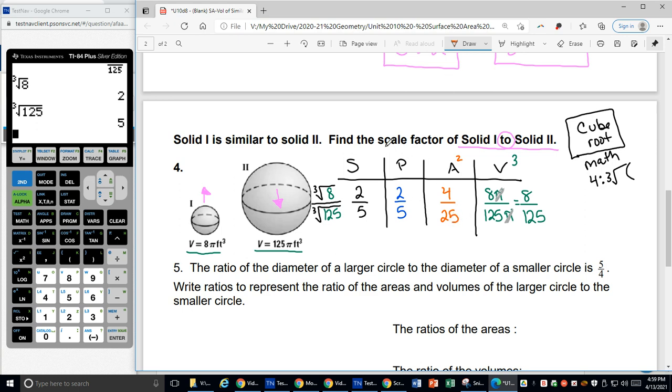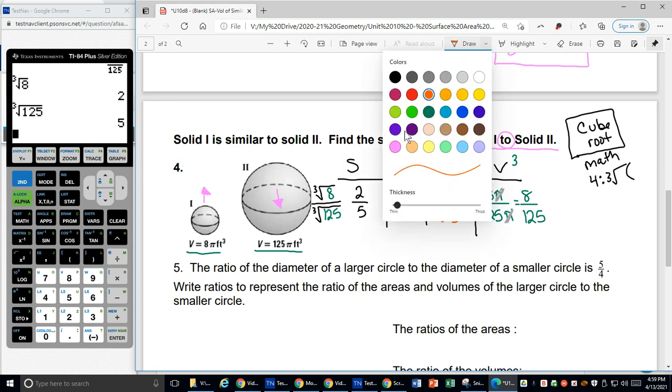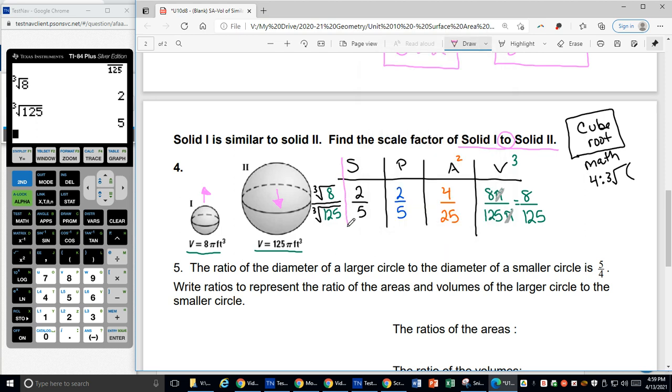Okay, so my question said, what is the scale factor? The scale factor is 2 to 5, which I can write like this, or I can write it as 2 to 5, or I can write it as 2 to 5. All 3 of those are saying the same scale factor, 2 to 5.